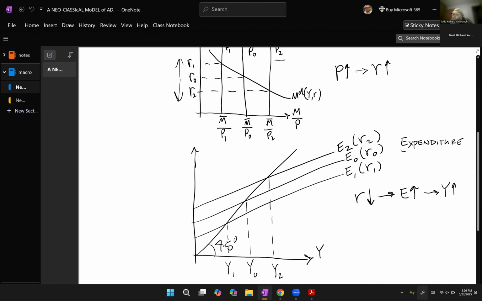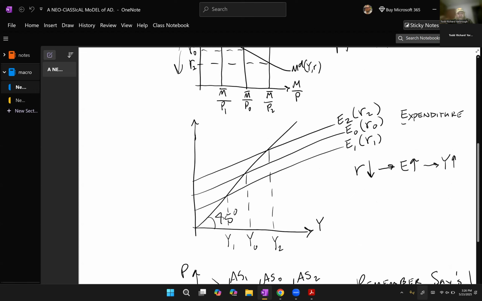Then we think about expenditure, okay? We think about people spending money. We think about consumption. We think about investment, right? And we know what those relationships are. We know that if interest rates go down, expenditure goes up, right? So that lower R2 interest rate corresponds to higher expenditure. That higher R1 interest rate corresponds to lower expenditure. We also know that expenditure is related to output, right? And so if expenditure goes up, output goes up. If expenditure goes down, output goes down.